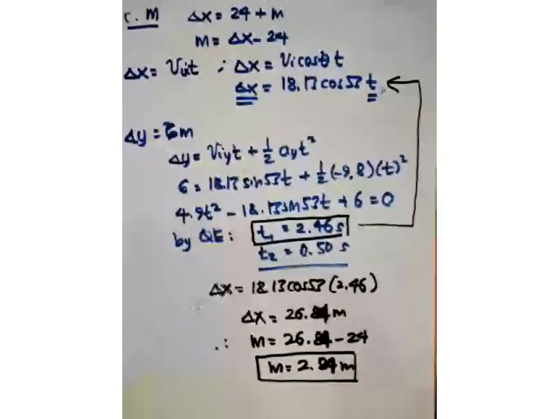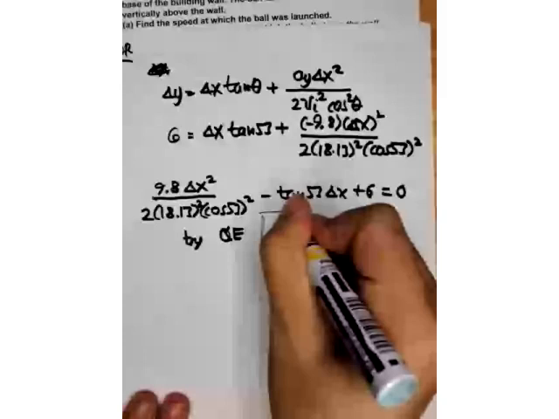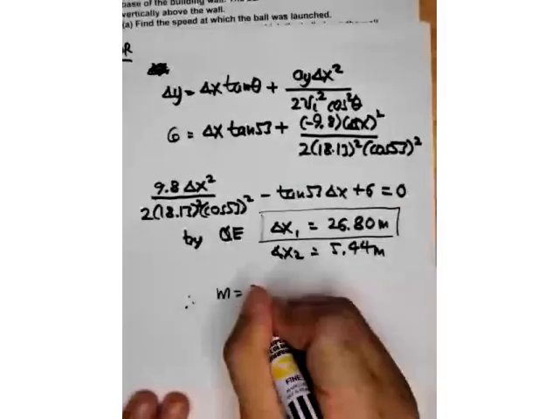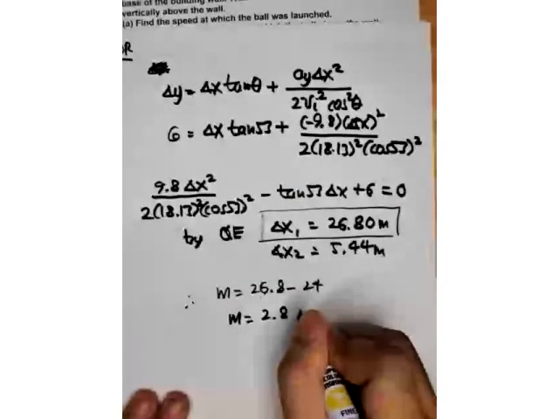Ayan. So, eto. So, ano ang gagamitin natin? So, dapat it should be greater than 24. So, we will be considering this one. And so, therefore, M is equal to 26.8 minus 24. So, M is 2.8 meters.